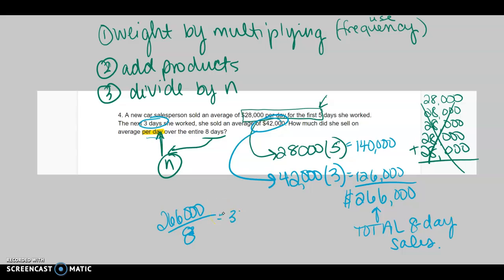And we get a number that is between 28,000 and 42,000, but it's closer to 28,000 because there were 5 days where she sold $28,000, and there's only 3 days that she sold $42,000. So it makes sense that this number is in between the two values we were given, but also that since this is weighted more frequently, the average is closer to the category that is weighted the most. One more.